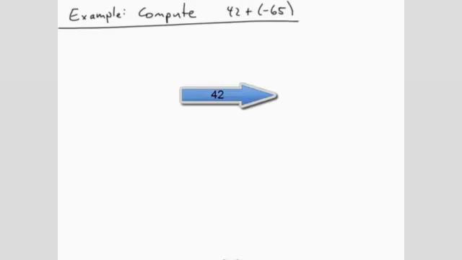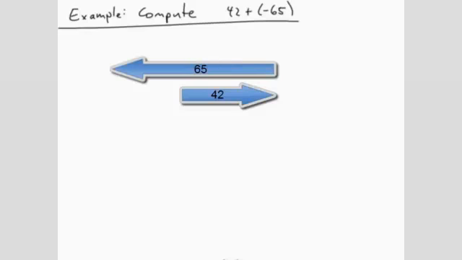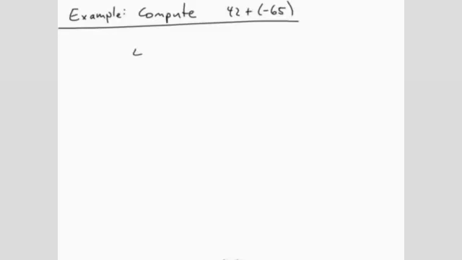42 steps to the right and 65 steps to the left. Will the final answer be positive or negative? Since we've moved more to the left than to the right, the final answer will be negative. Negative what? Well, we have to use up 42 of the steps to get back to 0. And with a quick calculation, you should see that leaves you with 23 steps to go. So the final answer is negative 23. 42 plus negative 65 is negative 23.